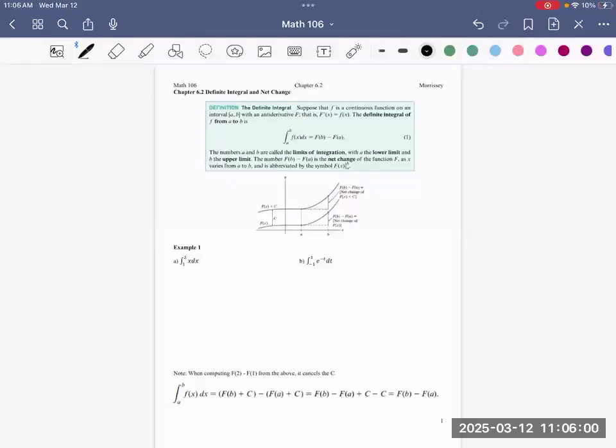Welcome to Math 106, Chapter 6.2, where we talk about the definite integral and net change. Back in Chapter 6.1, the previous section, we talked about how to do basic integration, meaning your antiderivative, working backwards. And now today we're going to use that knowledge and then go a step further.